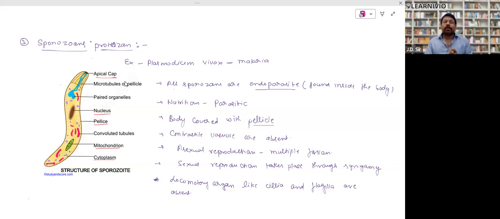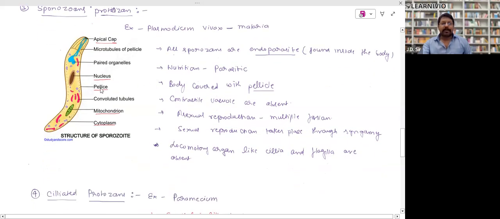So Plasmodium vivax is an example of sporozoan protozoa because it looks like a spore, right? And this is an endoparasite. Why? Because they are found inside our body. Endo means inside our body. So they all are endoparasites, sporozoan protozoa. Their nutrition, they are parasites because they are living inside a living body. So when a living thing takes nutrition from another living thing, this is called a parasite.